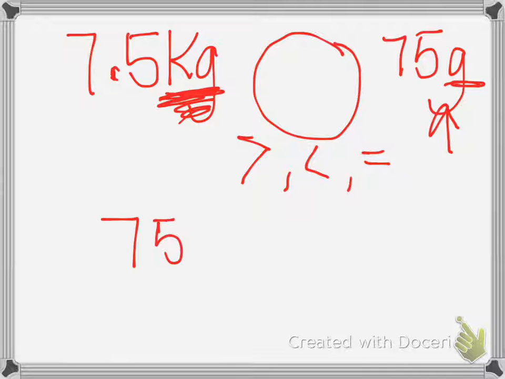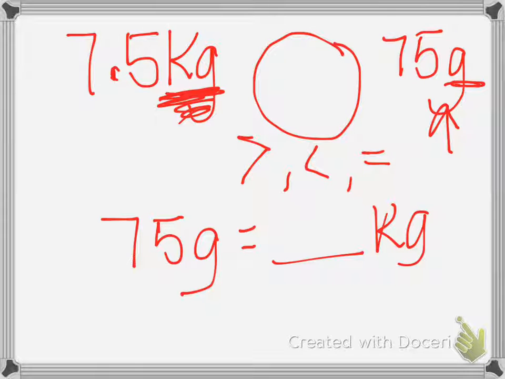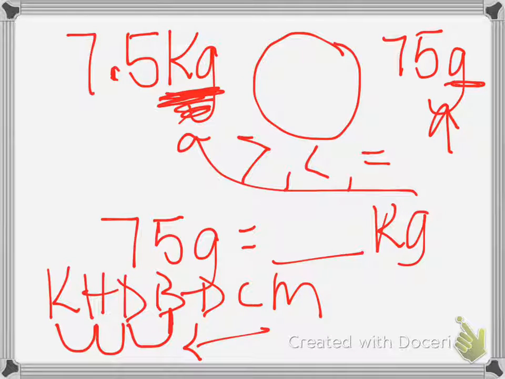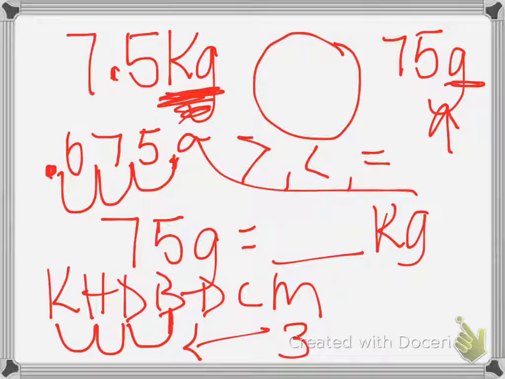So I'm going to start out with 75 grams equals, and I'm going to change it to kilograms because I want it to be the same measurement as here. So I'm going to do my King Henry died by drinking chocolate milk. I'm starting at grams, which is a single letter, so I know it's a base, and I'm going to kilograms. 1, 2, 3. Notice that I'm going to the left this time. That means I'm dividing. So I'm going 3 to the left. So I'm going to have 75, my decimal's at the end, and I'm going to go 1, 2, 3. That tells me that 75 grams is equal to 0.075.